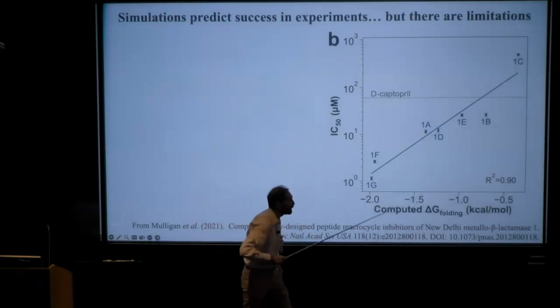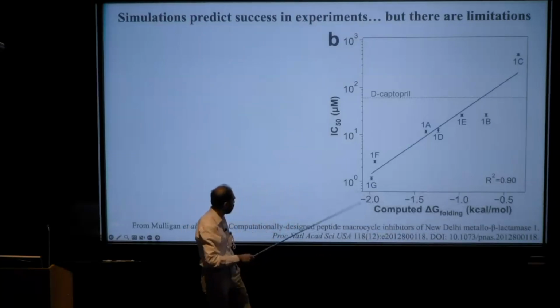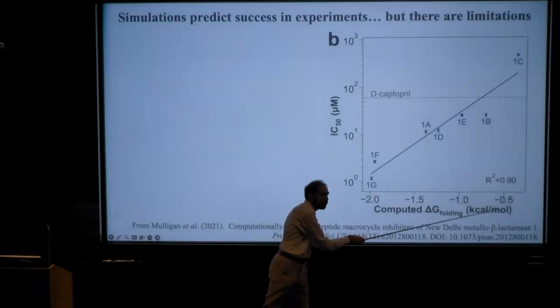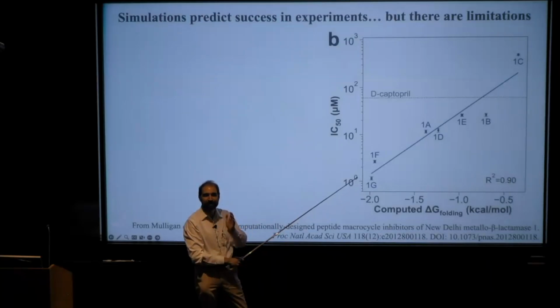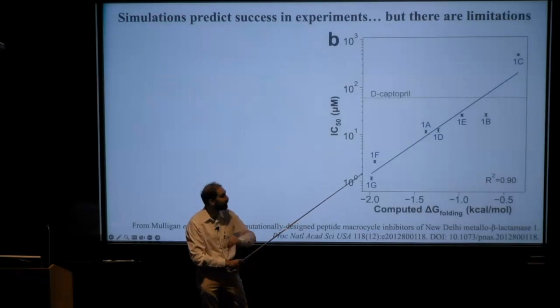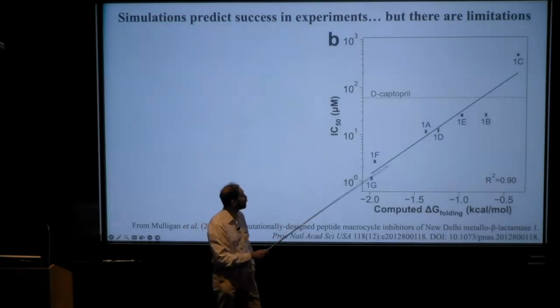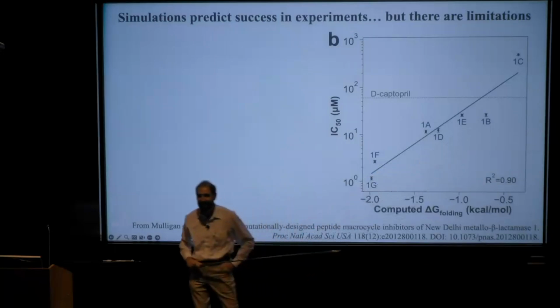This is computational prediction here. This is more rigidly folded. This is less rigidly folded. So the most rigidly folded thing was the thing that inhibited the most. So this kind of confirmed our working hypothesis that pre-ordering peptides in their binding competent conformation is one of the keys to getting good inhibition. And what is really nice is we actually predict the rank order of these 7 peptides. So this is great.